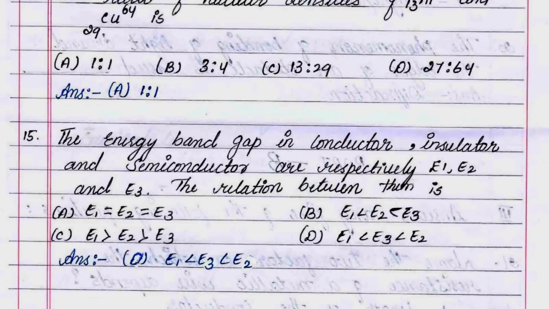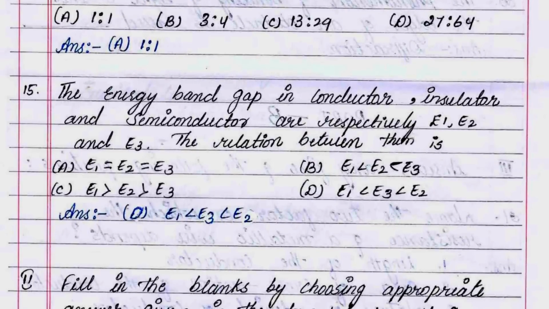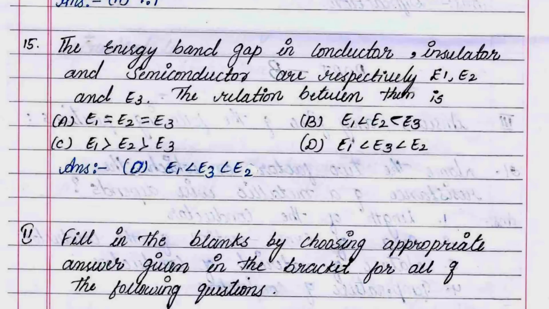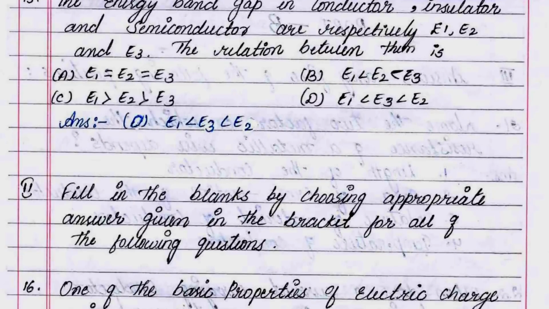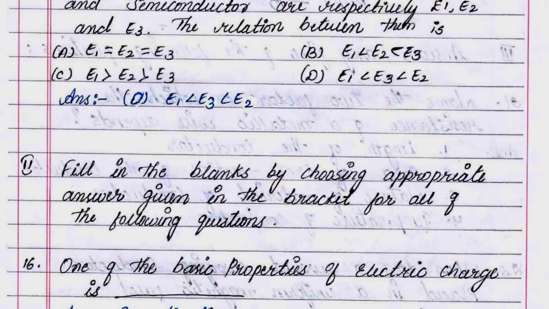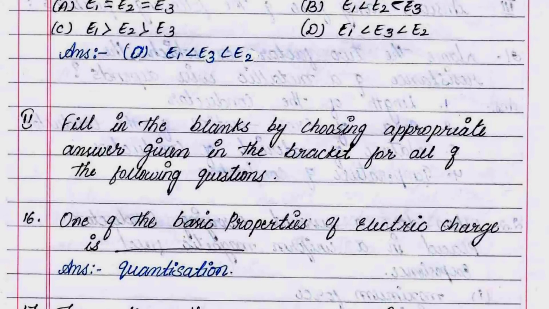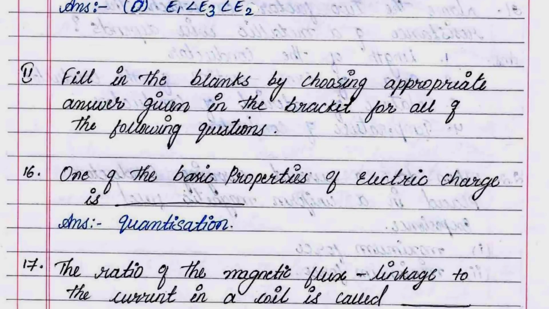15th, the energy band gap in conductor, insulator and semiconductor are respectively E1, E2 and E3. The relation between them is A. E1 is equal to E2 is equal to E3, B. E1 is less than E2, E2 is less than E3, C. E1 is greater than E2 is greater than E3, D. E1 is less than E3, E3 is less than E2, and the answer is D. E1 is less than E3, E3 is less than E2.